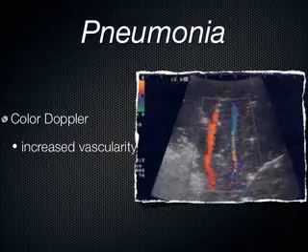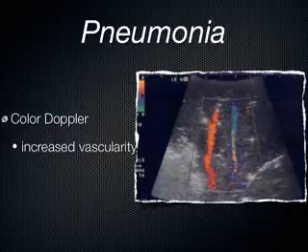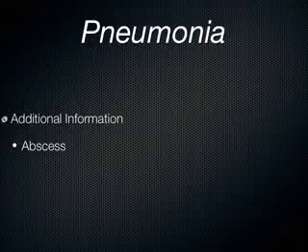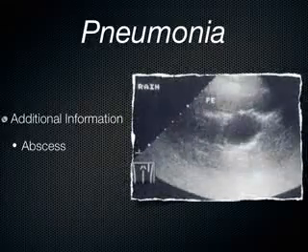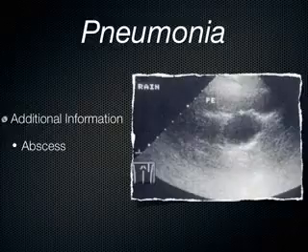Other things we can see are abscesses, very discrete collections of fluid within the lung. This is an example of a lung abscess after significant necrotizing pneumonia. Here's another great example of, you can actually see the outline of the entire bronchus through ultrasound because the lung is so consolidated.